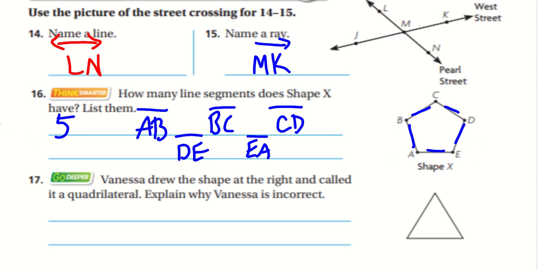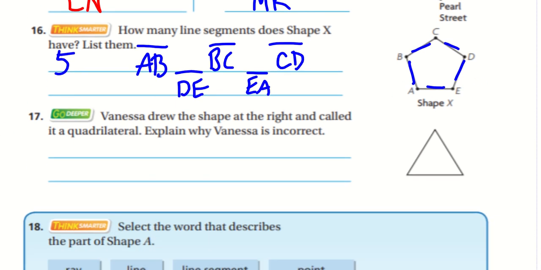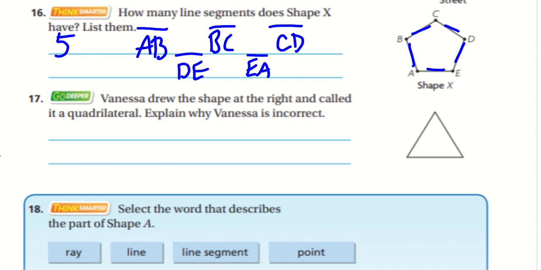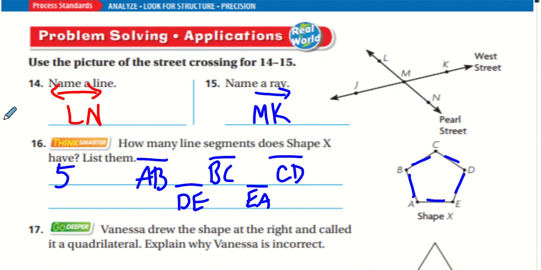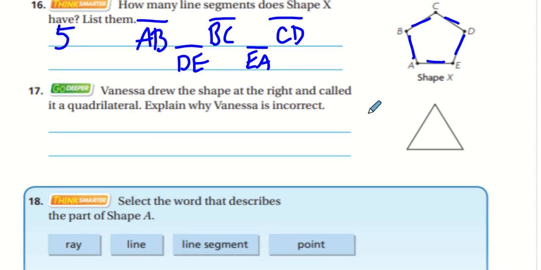Okay. Look at number 17. It says, Vanessa drew the shape at the right and called it a quadrilateral. Explain why Vanessa is incorrect. Okay, if you look back here to our page, we said quadrilaterals have to have 4 line segments. Okay, if we look at Vanessa's picture, hopefully we can see there's not 4 line segments. Okay, if you count, there's only 1, 2, 3. So it would not be a quadrilateral.